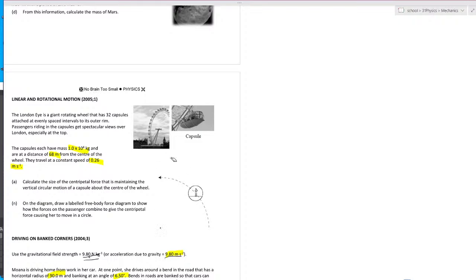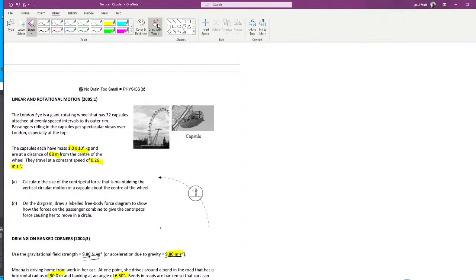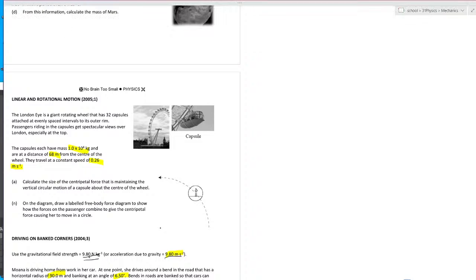On the diagram, draw a labeled free body force diagram to show how the forces on the passenger combine. Hold on. Calculate the size of the centripetal force that is maintaining the vertical circular motion of a capsule about the center of the wheel. The centripetal force is going to be towards the center of the circle.